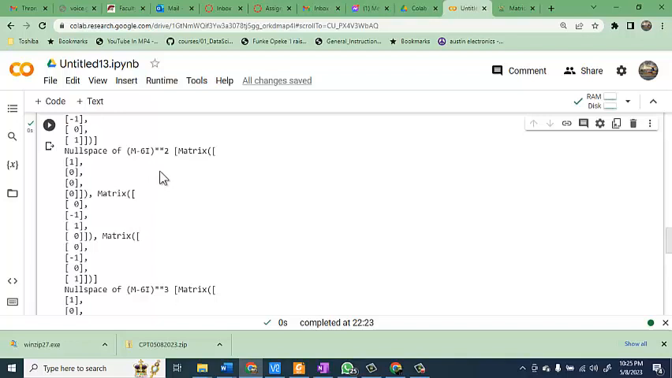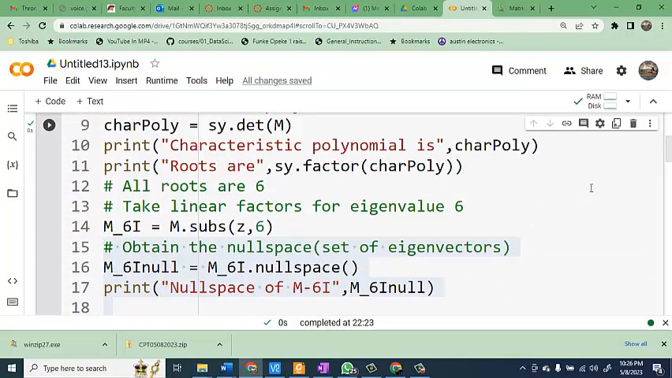And when I looked at this, I figured out that 0, 0, 0, 1 was not in the span, because this is the only one of these three vectors that has a 1 here. So we'd have to have 1 times this. Then we have a minus 1 in this place, which means that this would have to be a plus 1, but it doesn't cancel this one. So I figured out that 0, 0, 0, 1 is not in the null space of M minus 6I squared. So it must be in the null space of M minus 6I cubed, because the null space of M minus 6I cubed is the entire space.